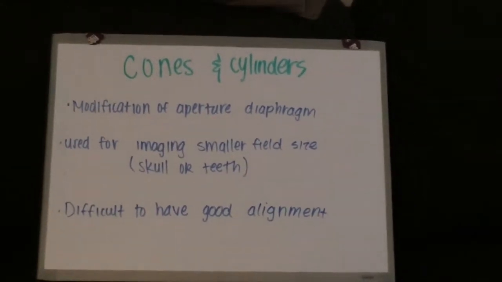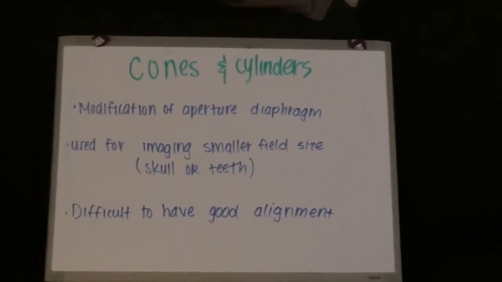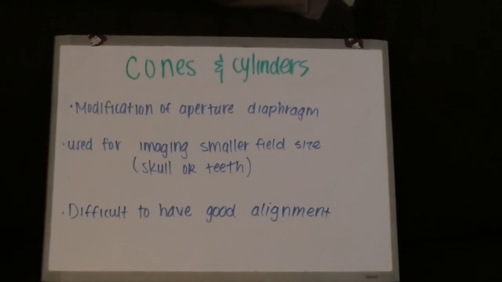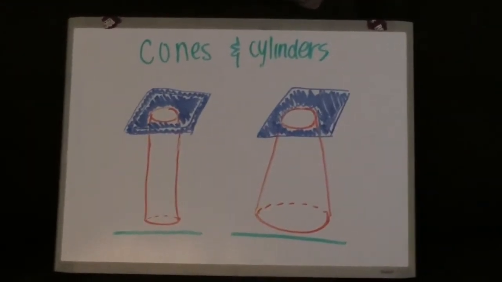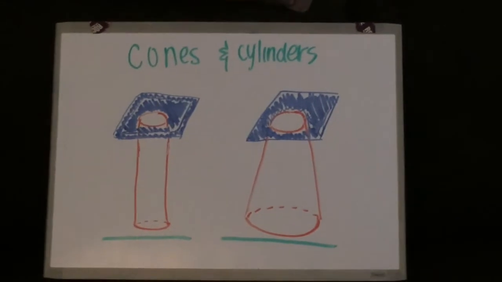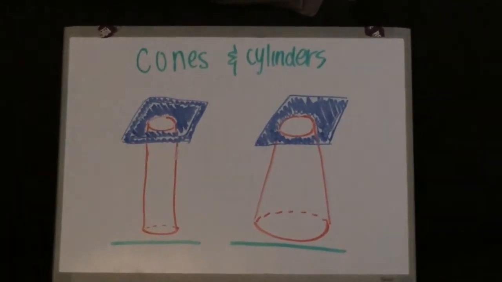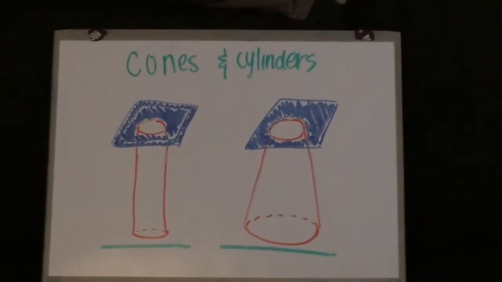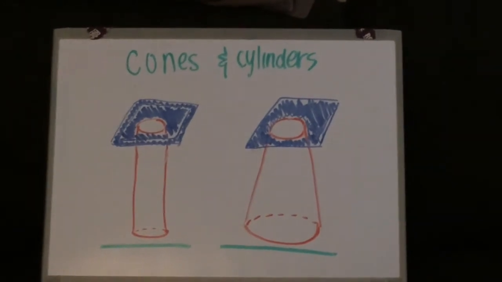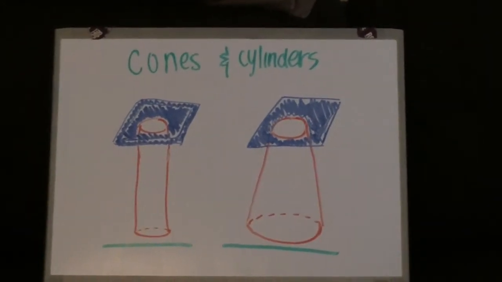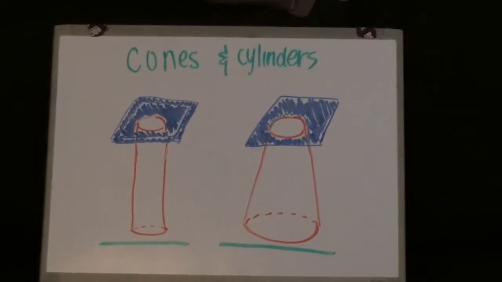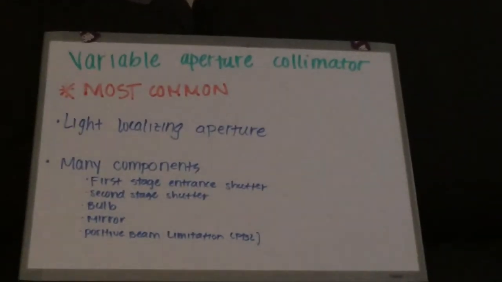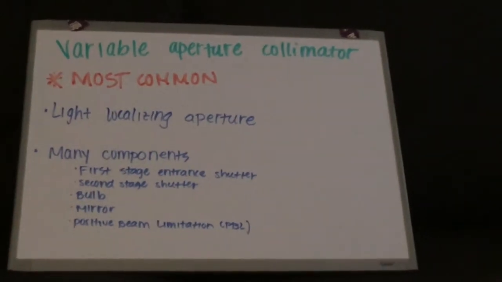These cones and cylinders are comprised of lead and are attached to the collimator. One issue with these is that they are difficult to align well with the object being x-rayed. Here you can see, using the cones and cylinders, that the x-ray field size will be reduced because the x-ray can only go through the cylinder or the cone, which is why we would use this for teeth or for the skull, because it is such a small, precise area, and will also decrease the scatter radiation in the area around it.